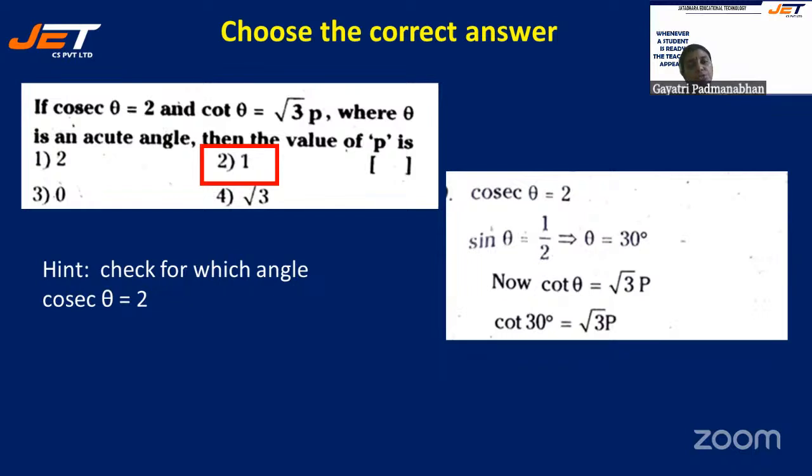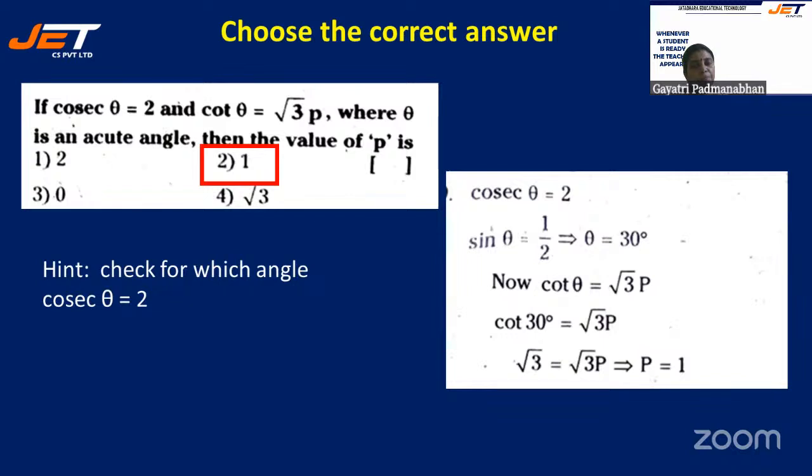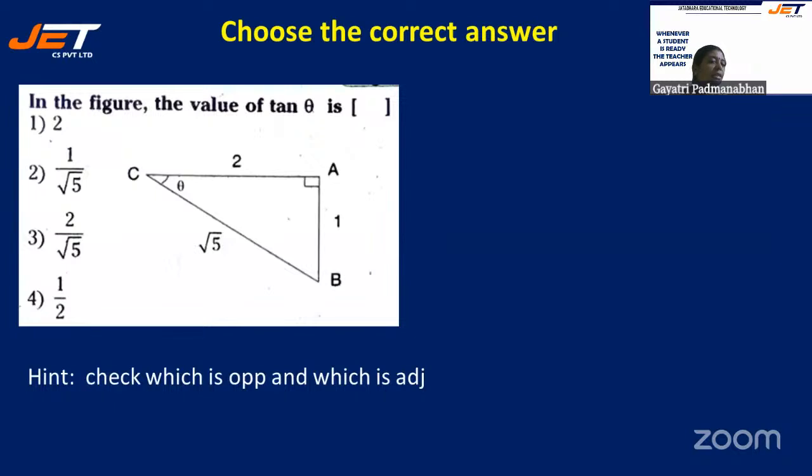Cot theta is root 3 by p. So we take theta as 30 degrees, where cot 30 is root 3, which is equal to root 3 by p, so p is equal to 1. That is why your option 2 is correct. Now see the next question.